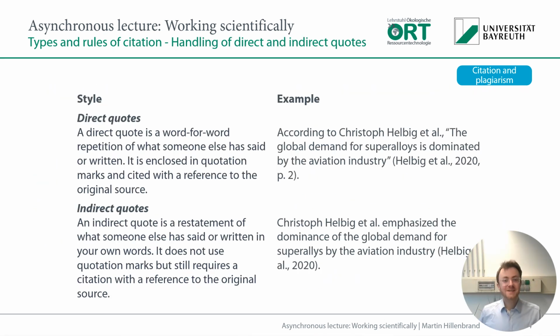As I mentioned, there are different types and rules of citation, and what's also very important is how to handle direct and indirect quotes. A direct quote, I expect that you know what it is, but I wrote it down here. A direct quote is a word-for-word repetition of what someone else said, enclosed in quotation marks and cited with reference to the original source.